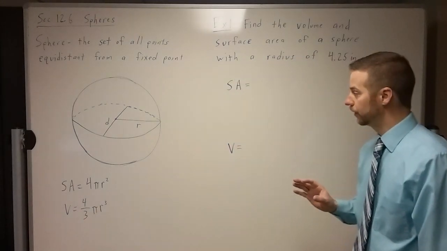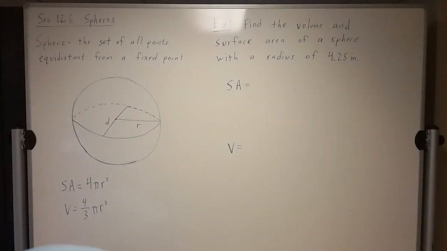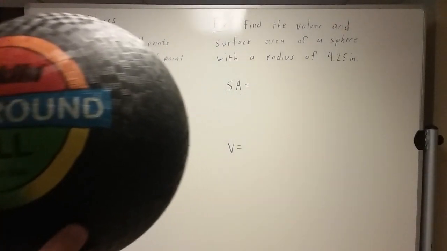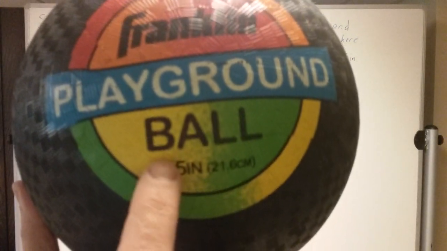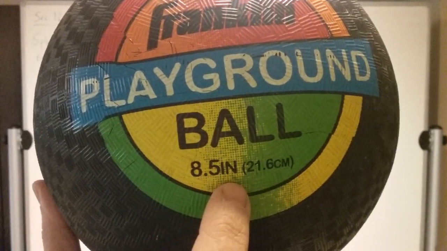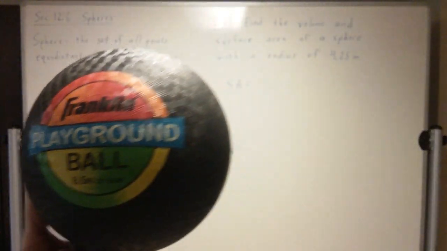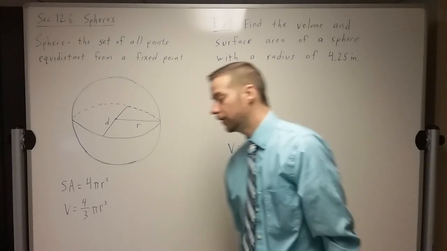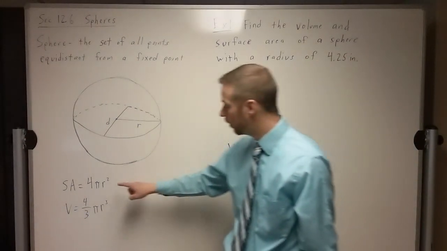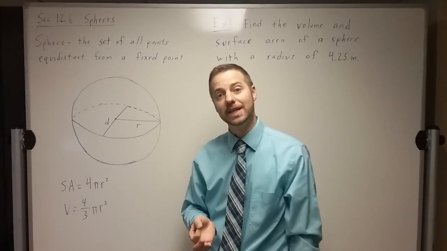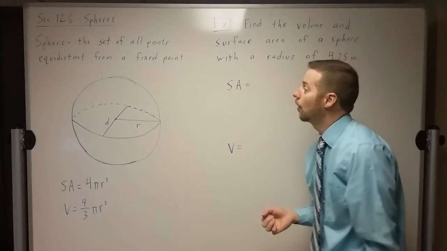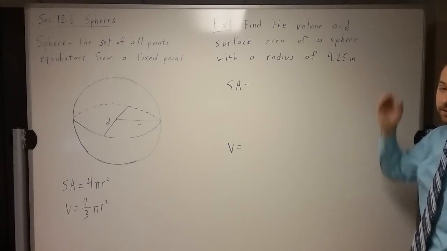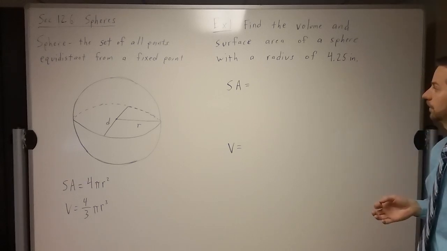So we're going to see if we can do this for one. Now, I'm going to do this for a certain particular thing. If you notice on this ball right here, we've got 8.5 inches. When it says 8.5 inches on this, it's referring to the diameter. So the diameter of this ball is 8.5 inches. However, do you notice our formulas both involve r and not d? That means we're going to have to figure out the radius. So I just took that 8.5 and cut it in half, and I got 4.25 for the radius.